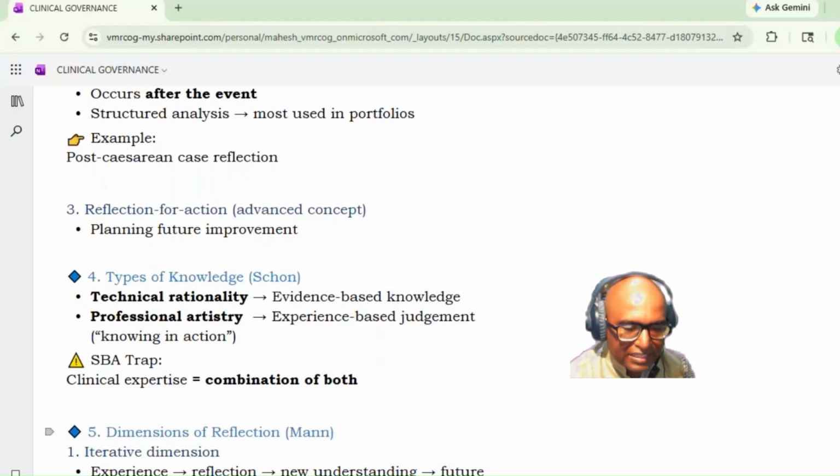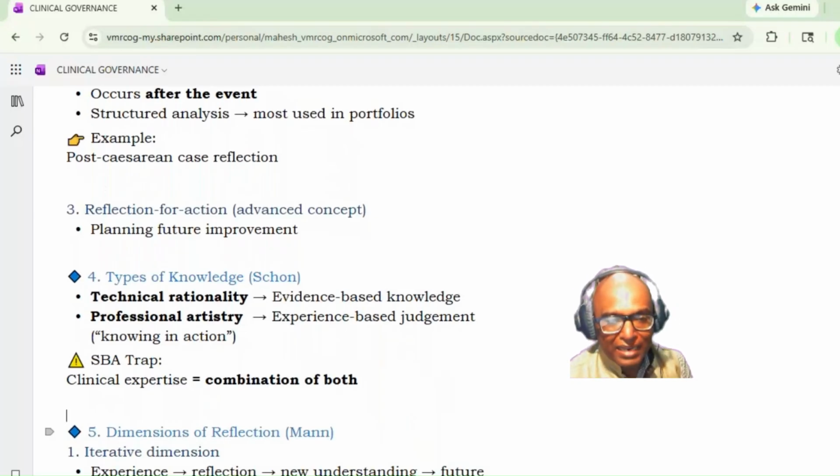They are getting the technically oriented. Second is professional artistry, which comes by experience. So it is an experience-based judgment, knowing in action. When a particular event is happening, simultaneously the experienced person will think and have the reflection, while technical rationality is having the evidence-based knowledge.